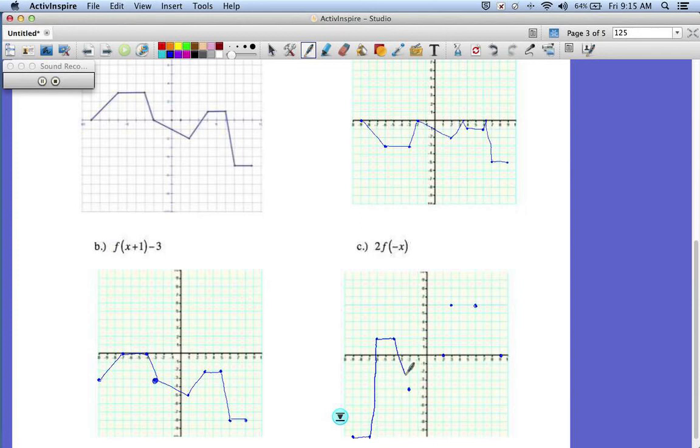Zoom, zoom, zoom. So it should be a very similar shape, but everything should be a little bit stretched, vertically taller, if you will. Well, that is the review for Chapter 4.